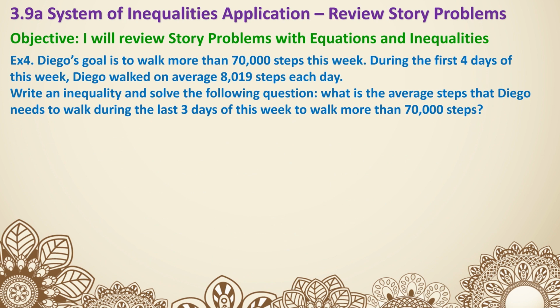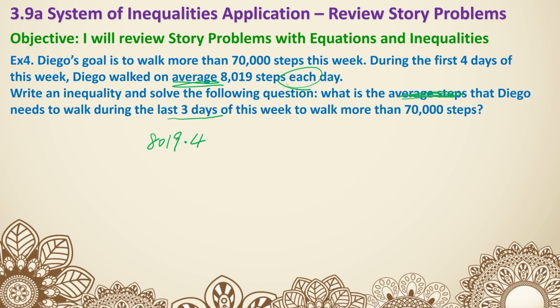Moving on, example 4. Diego's goal is to walk more than 70,000 steps this week. During the first 4 days of this week, Diego walked on average 8,019 steps each day. So that means the first 4 days, his total is 8019 times 4. Write an inequality and solve the following question. What is the average steps that Diego needs to walk during the last 3 days of this week to walk more than 70,000 steps? So average steps to walk for the last 3 days.